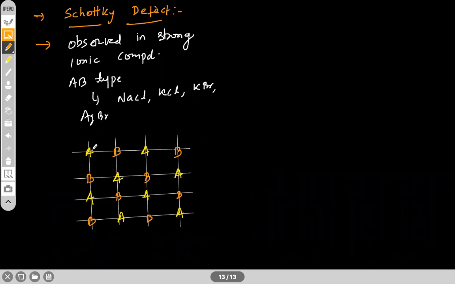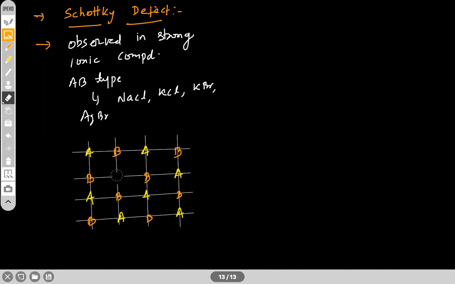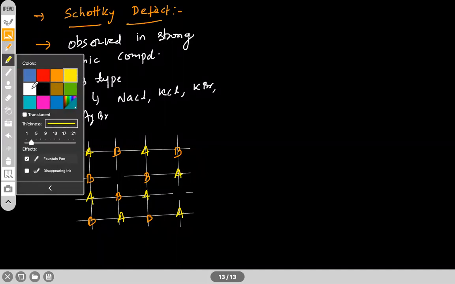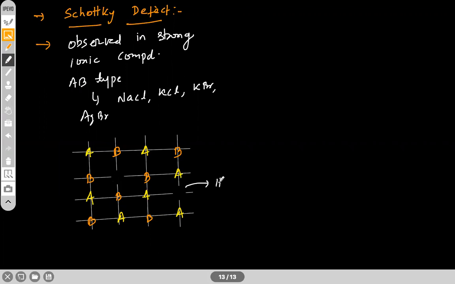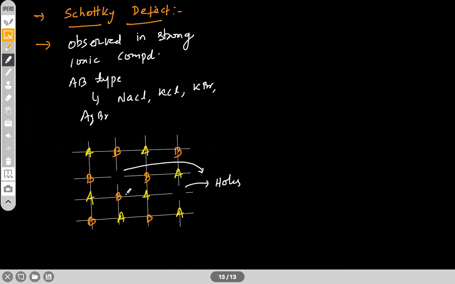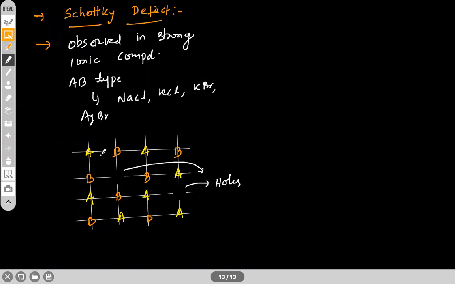So what happens if this A and this B come out of this lattice? We'll have a hole over here. A hole creates like this, you see. This one or this one if it comes out, then this is the hole created. These are the holes created. Atoms are missing from the original sites. Equal number of atoms, A and B must be equal.